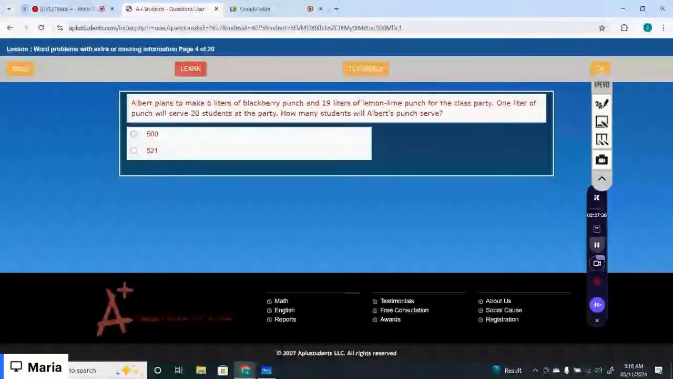Albert plans to make 6 liters of blackberry punch and 19 liters of lemon lime punch for the class party. 1 liter of punch will serve 20 students at the party. How many students will Albert's punch serve? So you have to see.